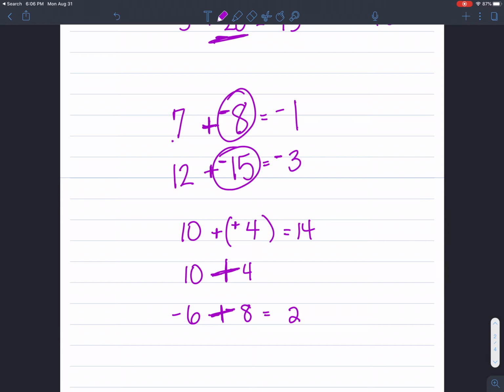Make sure you glue these notes in and use them when you are going through, especially your IXL practice, okay?